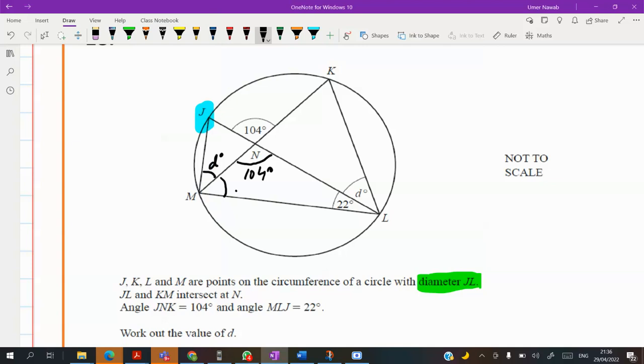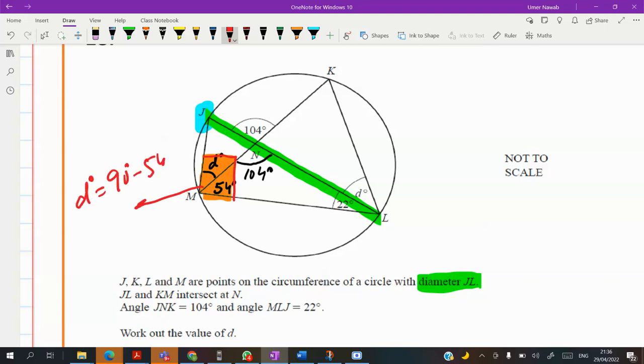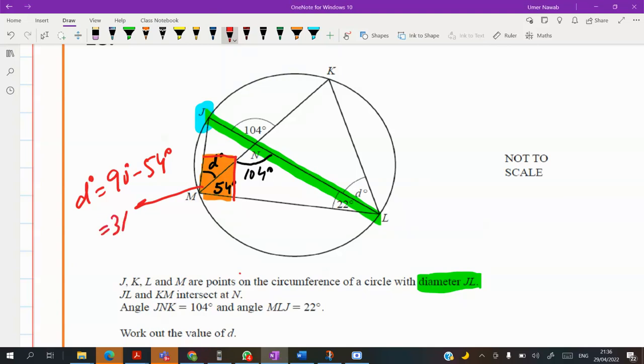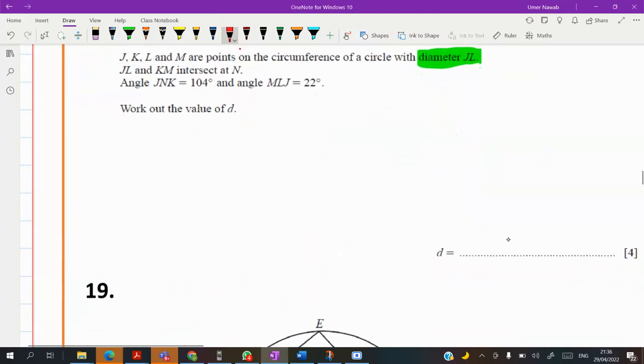So this angle is 54. And since it is a diameter, didn't I tell you that this is also 90 degrees? So D plus 54 is 90 degrees. This is 90. So D is equal to 90 degrees minus 54. So 90 minus 54 gives you 36. Very, very interesting question.